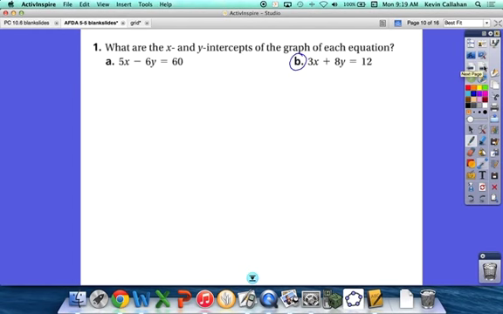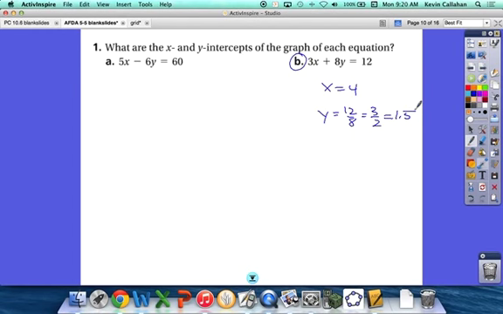Right, how do I find the x-intercept? Cover up the y. What does x equal? 3x equals 12, x equals 4, right? Now cover up the x. 8y equals 12, so y equals 12 over 8, which you can simplify, that's 3/2. On a graph, you'd be looking for 1.5.